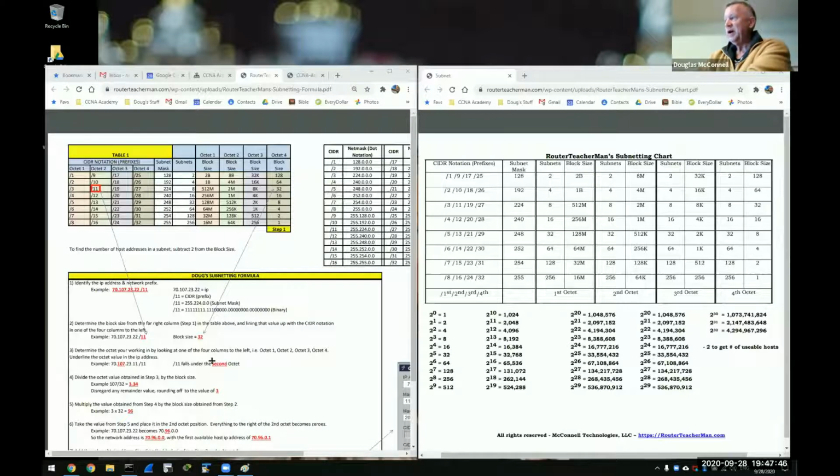And because it's the second octet, I now underline the 107, because the 107 is in the second octet. With me? Next thing I do is I take that value, and I'm going to actually show you how this kind of looks when I do it.